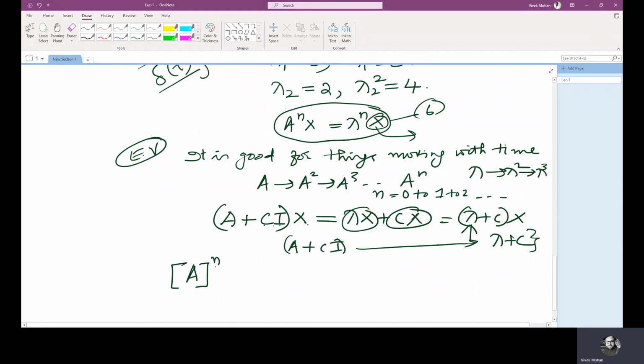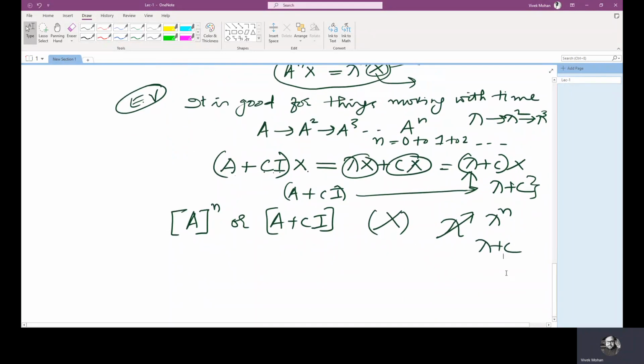Taking powers, or adding multiples of identity, or whatever, we keep the eigenvector the same. X is the same, only the eigenvalue changes. Lambda will become lambda raised to n, or lambda plus C. Okay, so that is what.